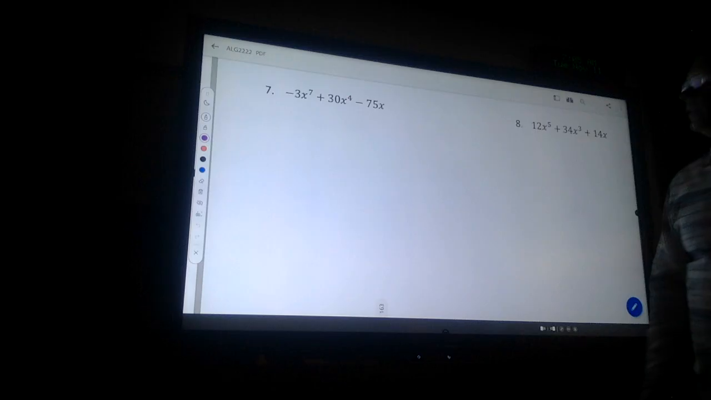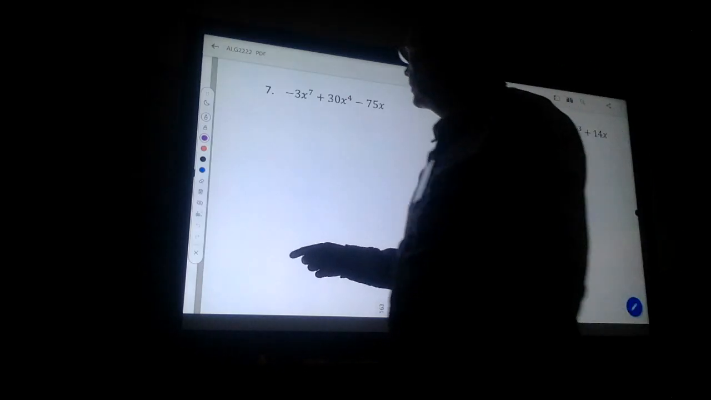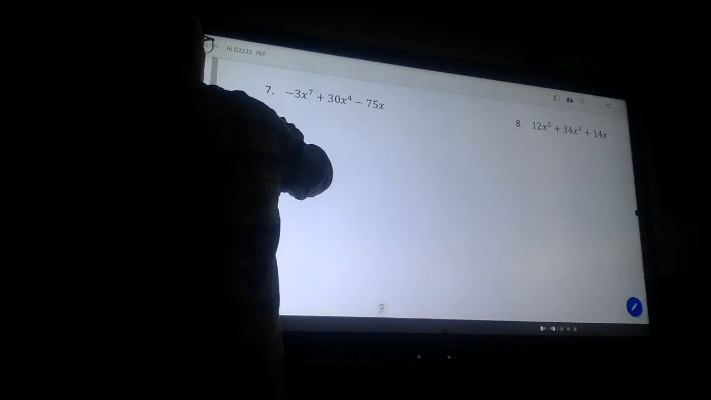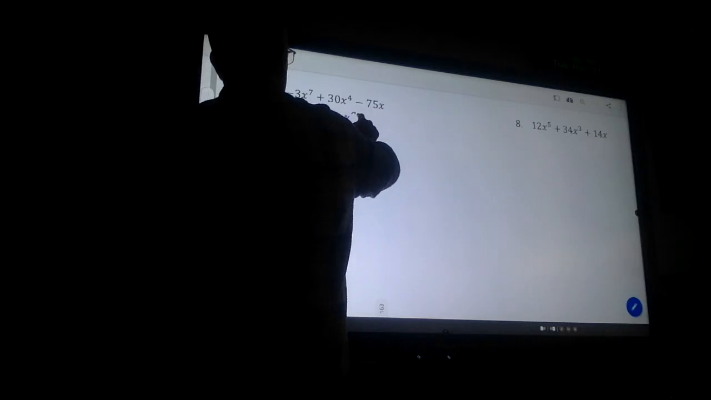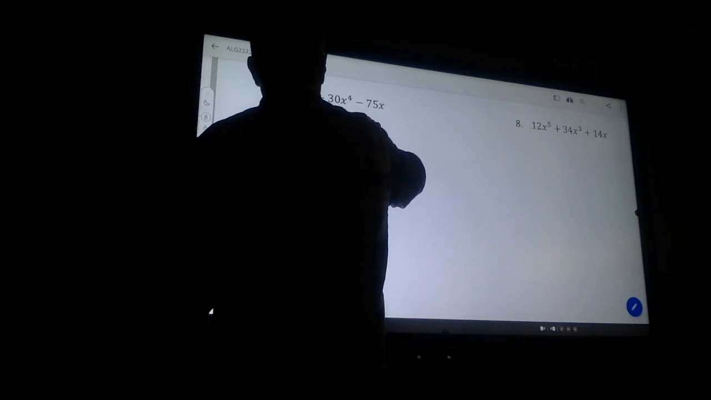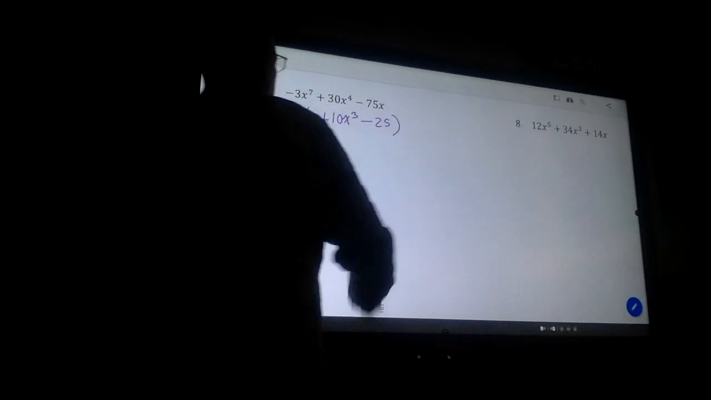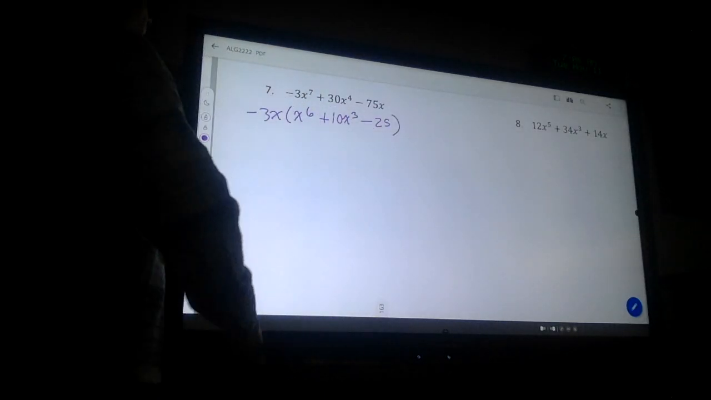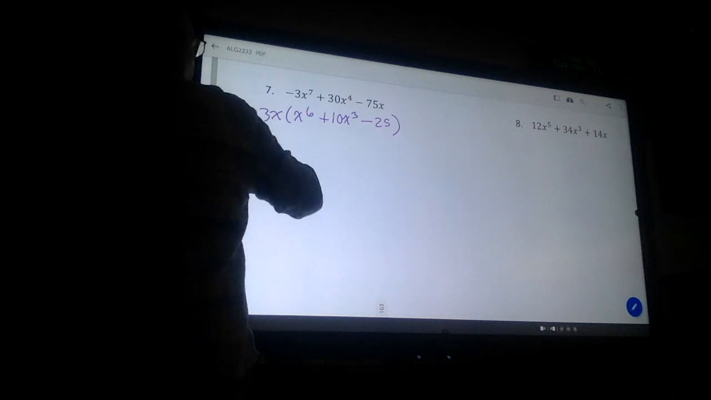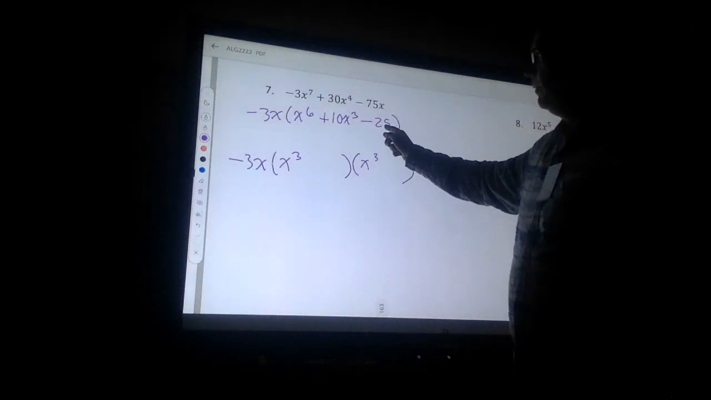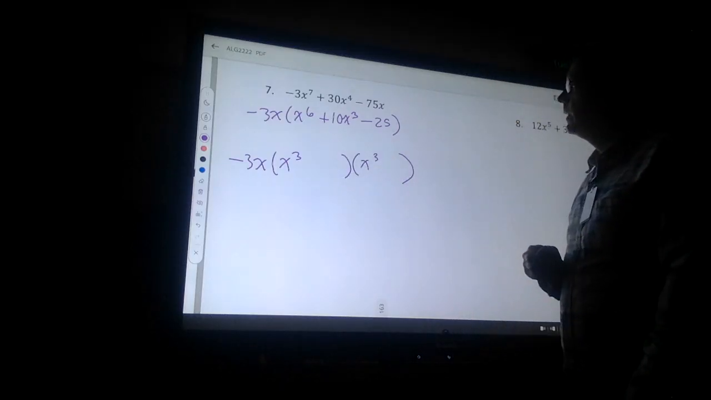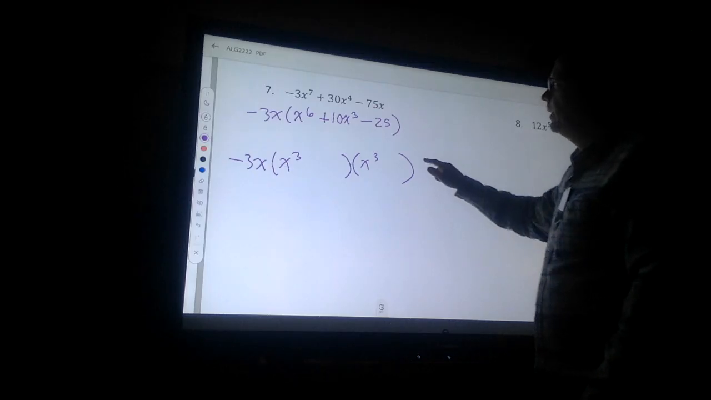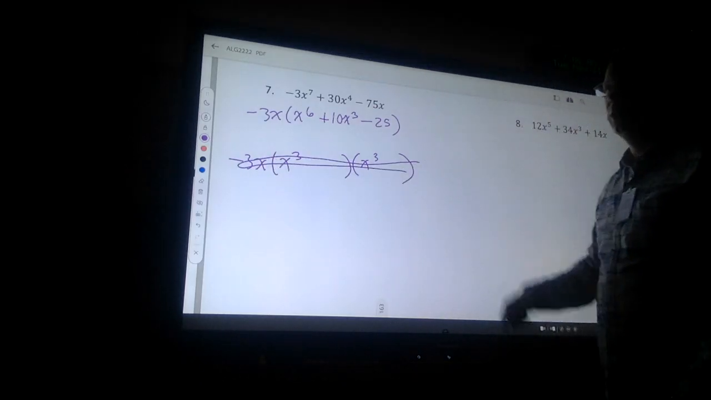For problem number 7, it looks like I can factor a negative 3x out of everything. That's going to give me x to the 6th plus 10x to the 3rd minus 25. So I'm going to get negative 3x, and I'm going to have x to the 3rd and x to the 3rd. What two numbers multiply to give you negative 25, add to give you positive 10? Let's see. Oh, I thought it would work. I think we're factored. That won't factor. That's as far as you can go.